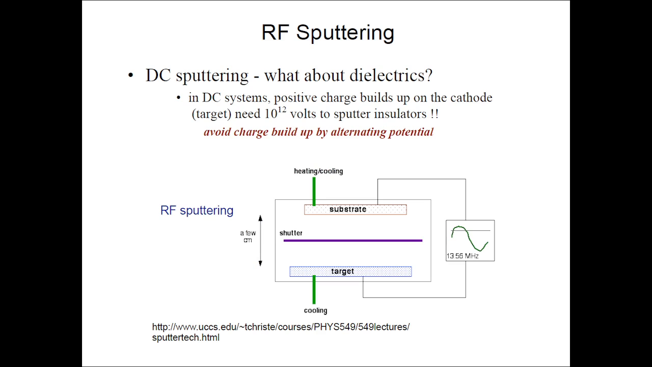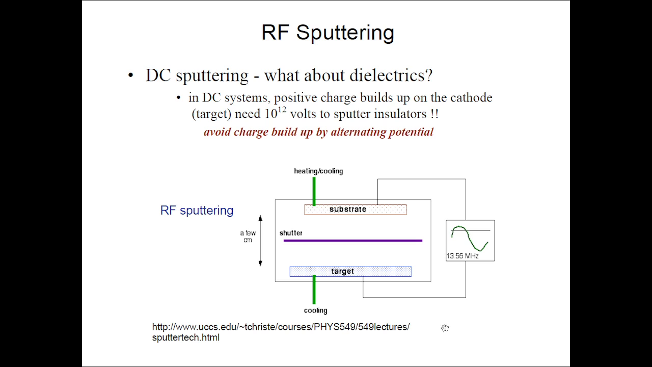In DC sputtering, we cannot utilize dielectrics, insulators, semiconductors, or oxides, because positive charge will build up on the cathode, the target material, which needs at least 10 raised to 12 volt to sputter an insulator. That cannot be achieved, as it demands a very high power supply. So in order to avoid the charge buildup by alternating potential, we use RF sputtering here.